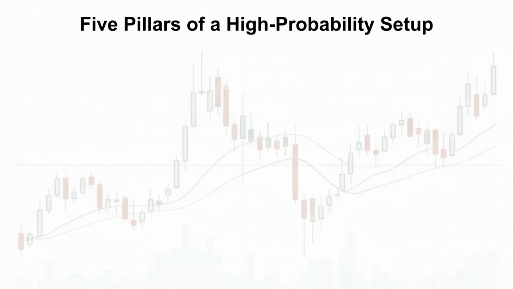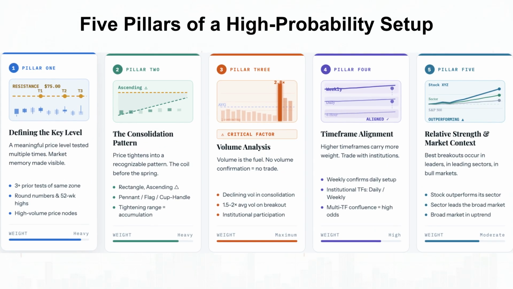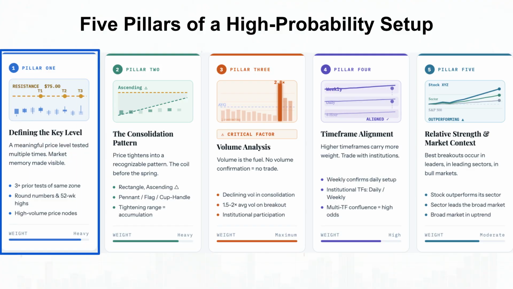High-probability breakouts are built on structure. Let's walk through the 5 pillars. First, identify a meaningful level. Significance comes from repetition. When price tests the same zone multiple times without breaking, that level gains credibility. Each test reinforces market memory, orders cluster there, and liquidity builds.